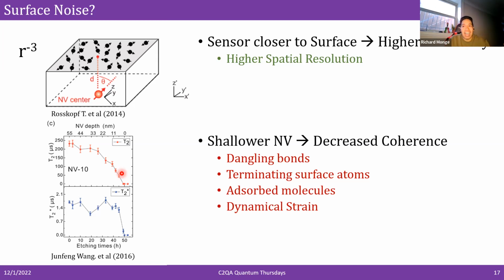Therefore, learning more about these surface dynamics can provide some insight on ways to mitigate that surface noise, ultimately with the goal of improving the sensitivity of the NV center. Because another metric for sensitivity of the NV center is also the T2 lifetime. So we want to get rid of this noise to increase the spin lifetime.